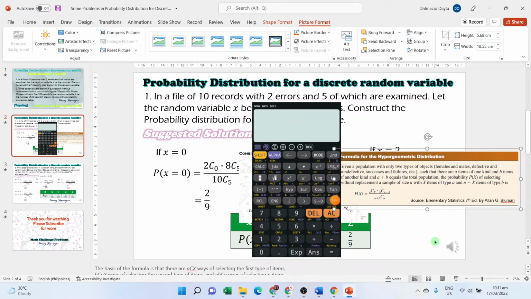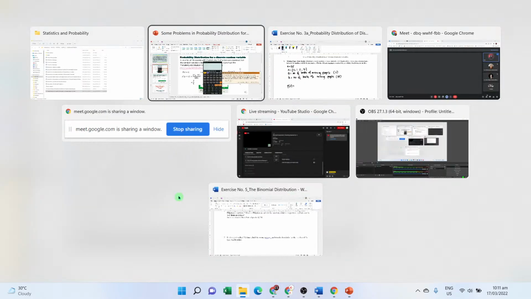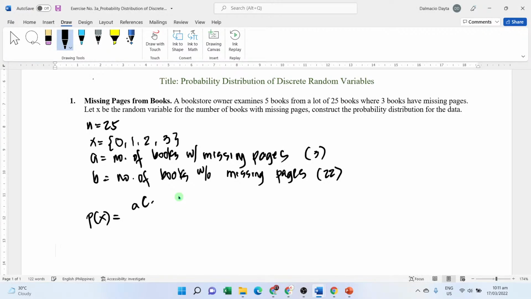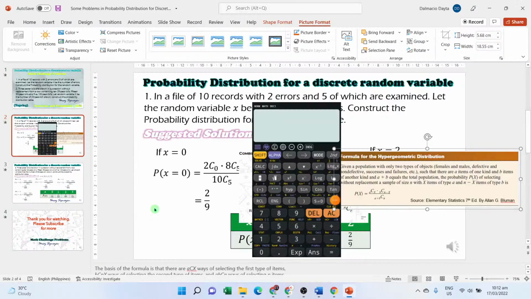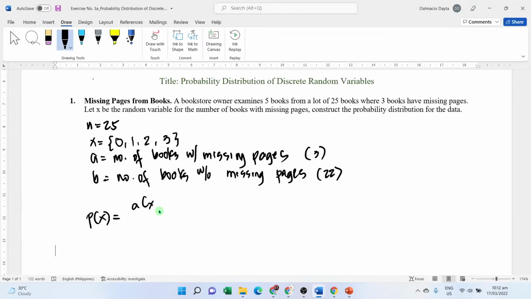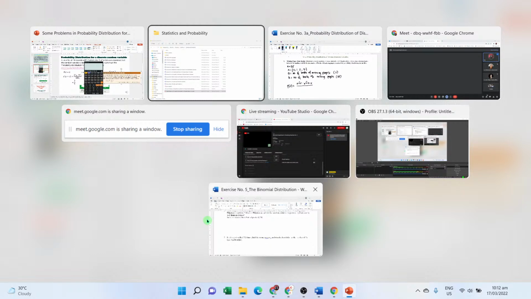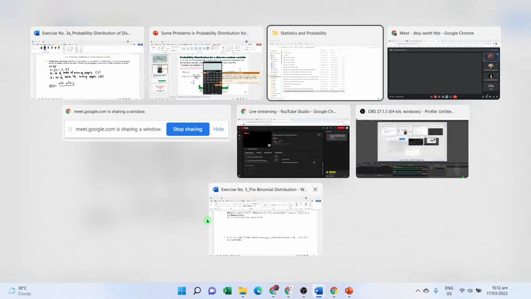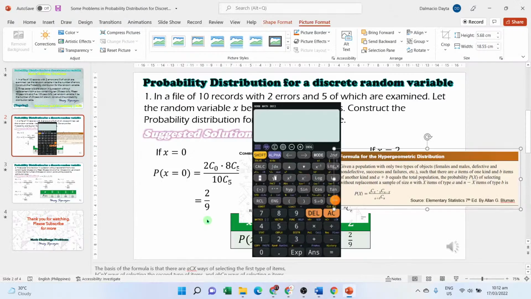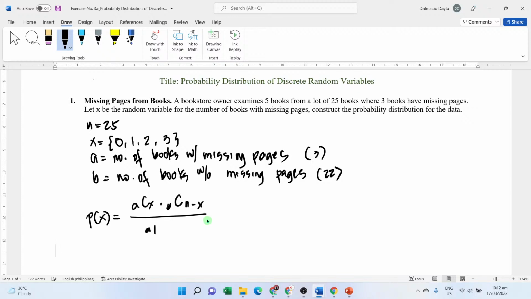Okay. So the formula is given by A combination X times B combination N minus X, all over, that's A plus B combination N.